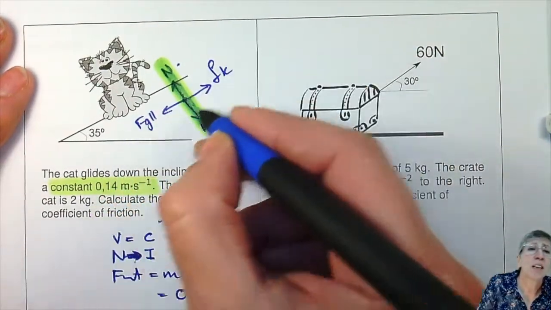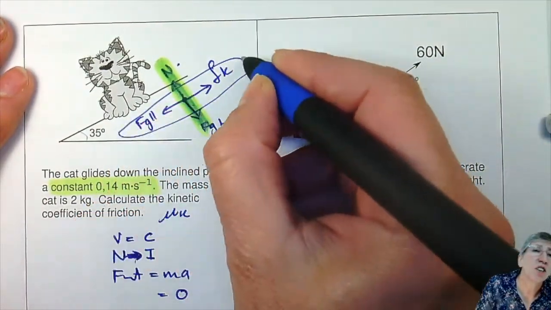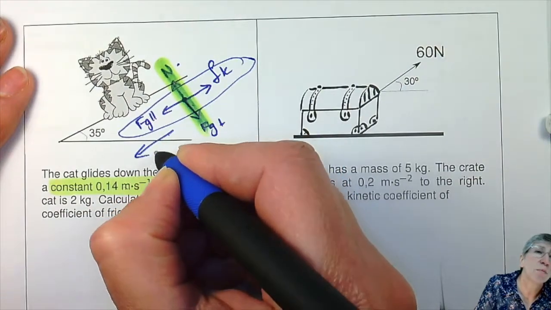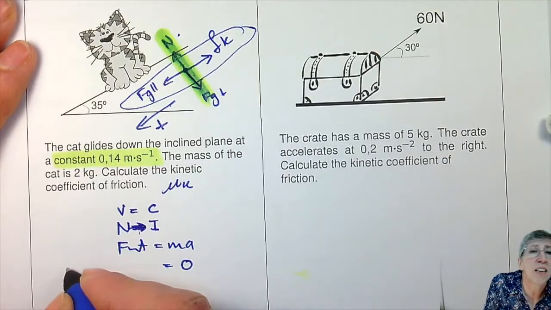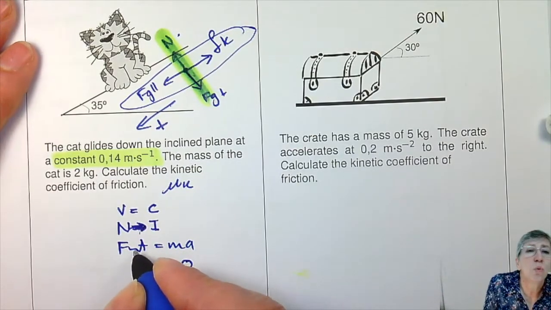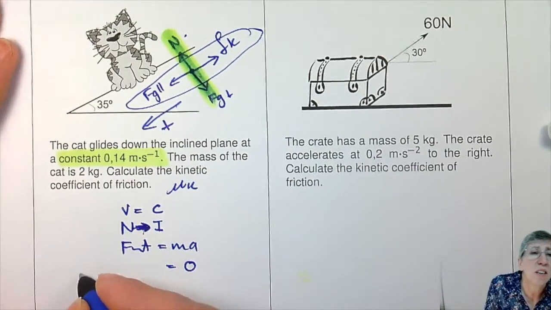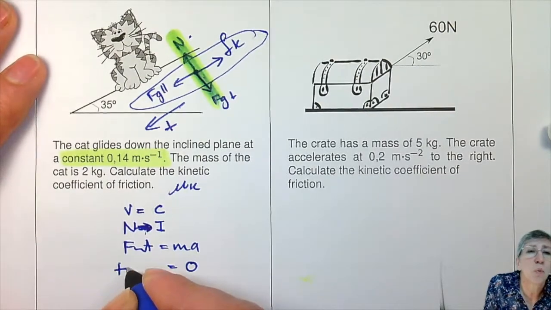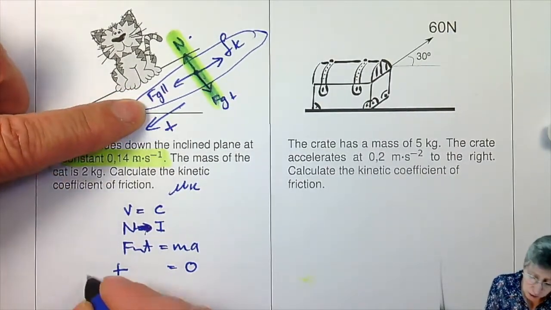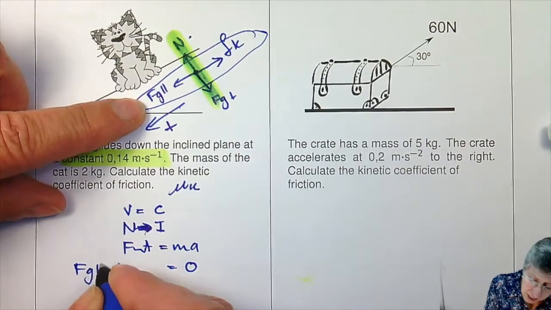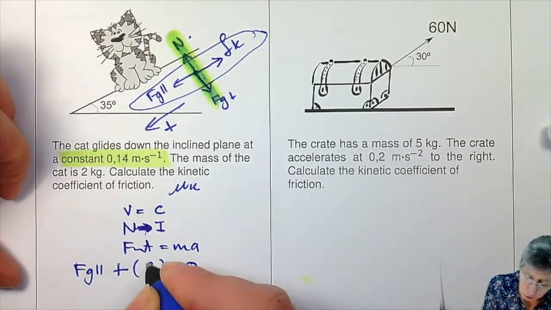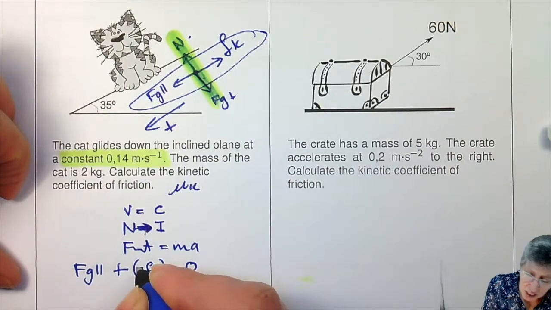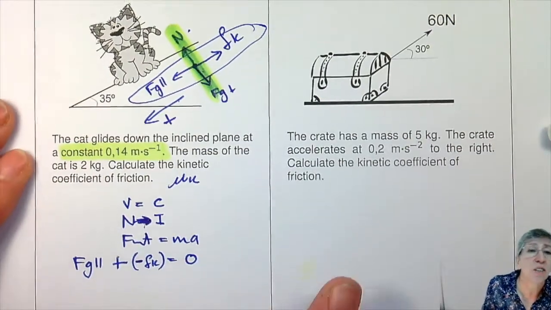So I'm going to start out by looking at the direction of movement, and this cat is moving down, so I take that as the positive direction. Here I will say the net force is adding all the forces together, so I must add forces. And what am I adding? I'm adding gravity parallel, and that is in the positive direction, and to that I'm adding the frictional force, but that is in the negative direction, right?